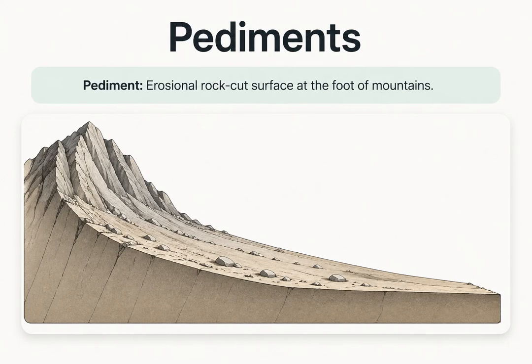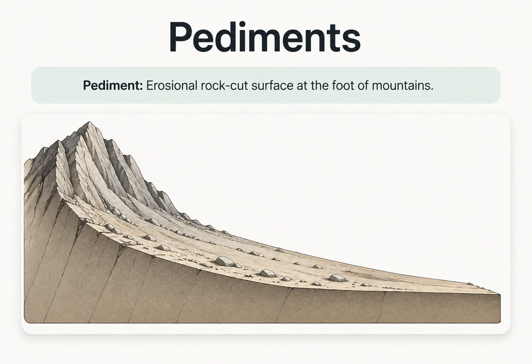At the base of the mountain surrounding a bolson, you will find a pediment. A pediment looks very much like a gently sloping plain at the foot of the mountain. However, it is fundamentally an erosional landform. It is a solid, rock-cut surface that has been worn down and planed off by the retreat of the mountain front over time.